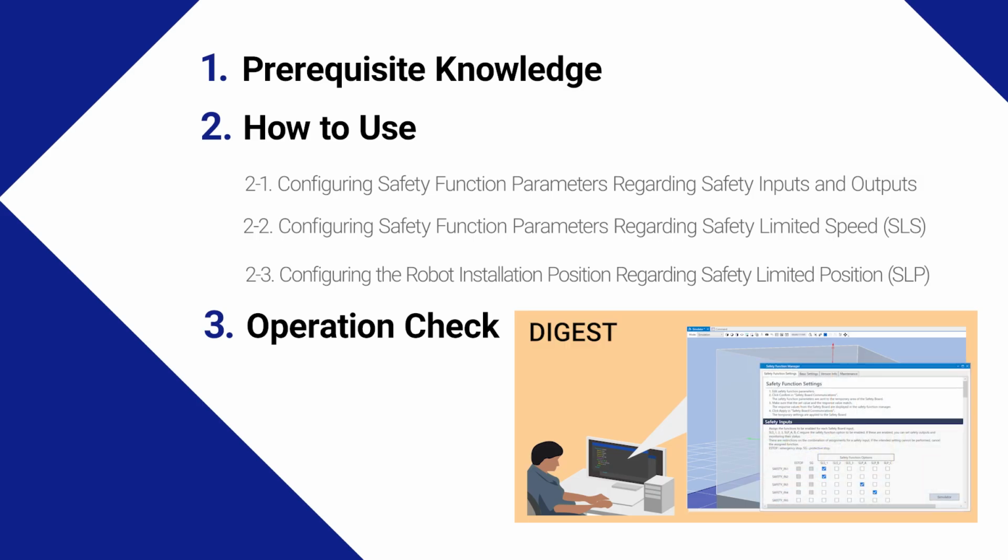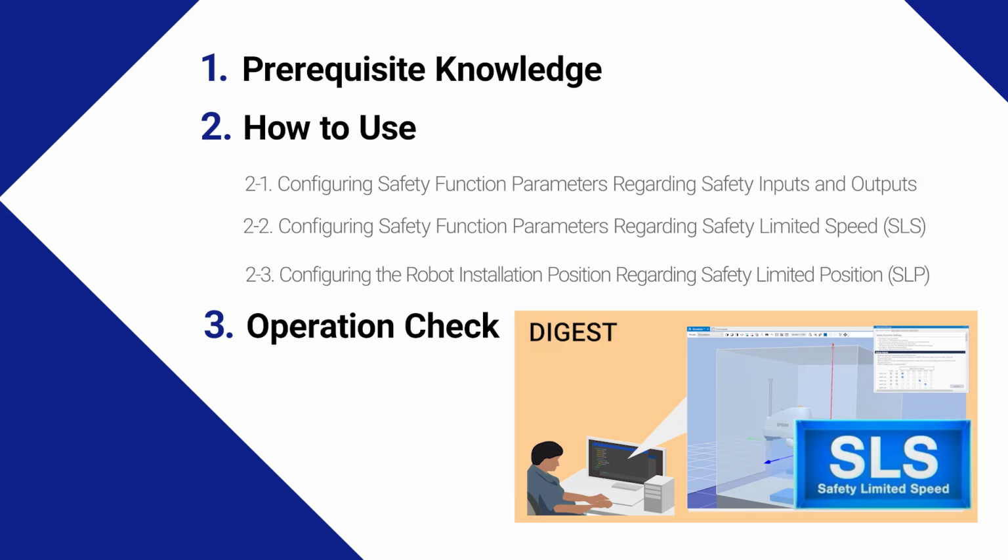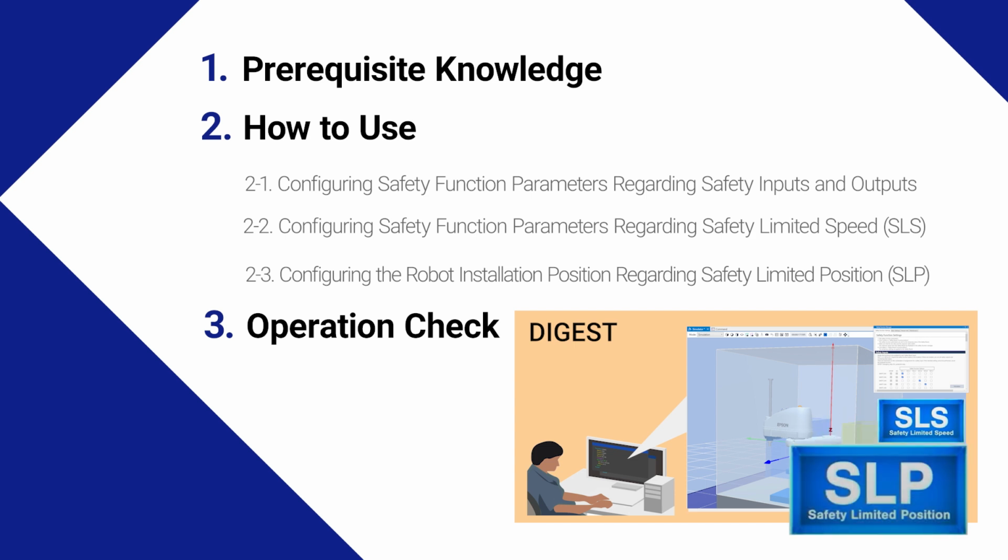consisting of configuring safety function parameters regarding safety inputs and outputs, configuring safety function parameters regarding safety limited speed, SLS, and configuring the robot installation position regarding safety limited position, SLP, and then lastly, we will perform an operation check.